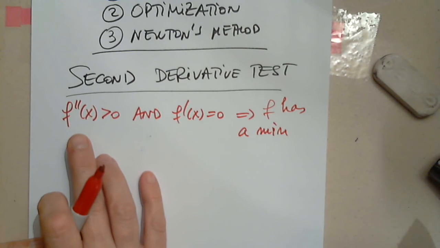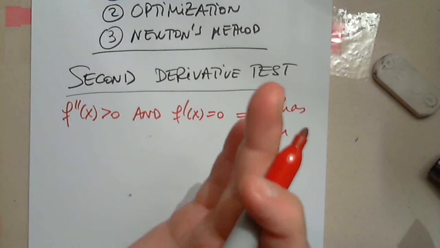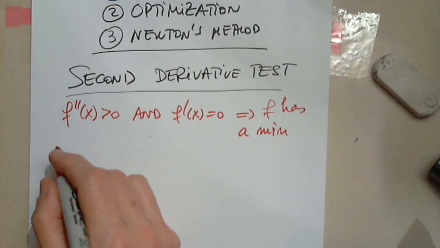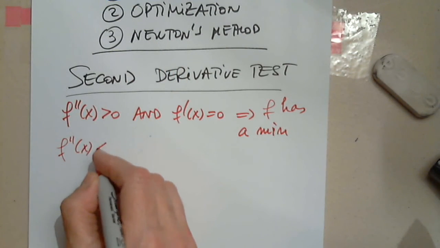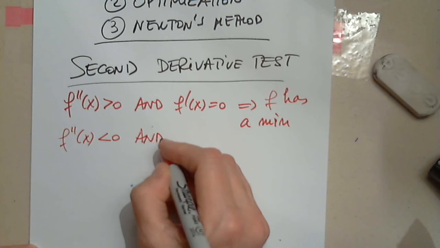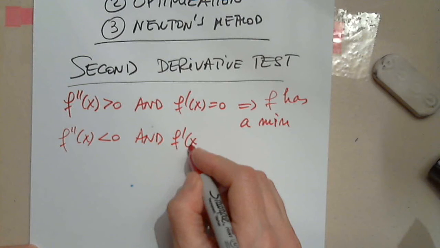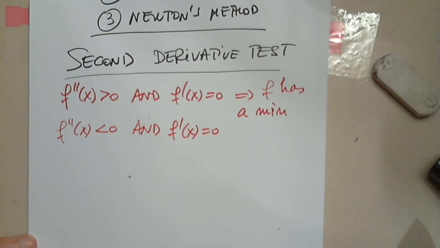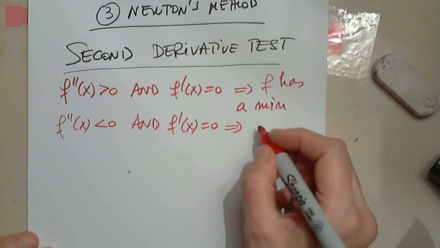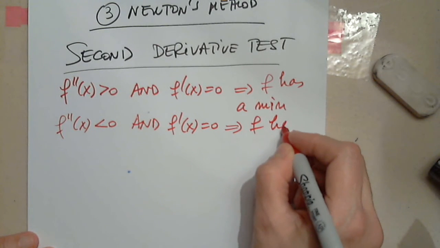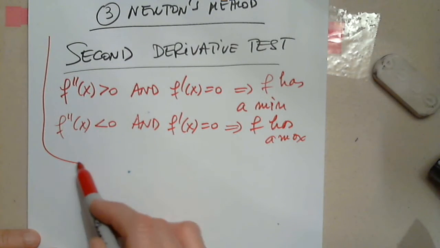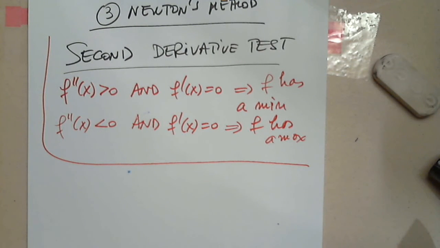Because when the second derivative is positive, the function is concave up. When the second derivative is less than 0, and at that point, somewhere in that interval, the first derivative is 0, which means there is a critical number. That critical number changes into f has a max. This is what the second derivative test is saying.